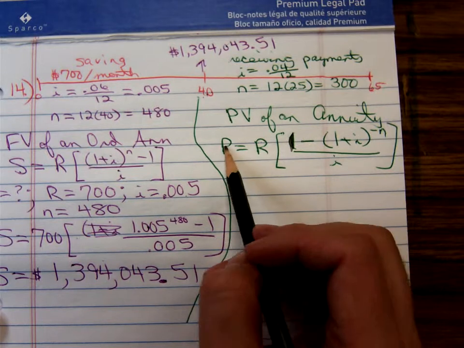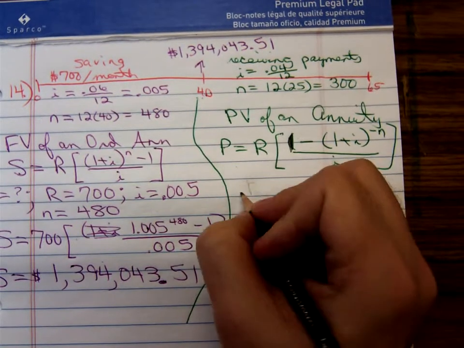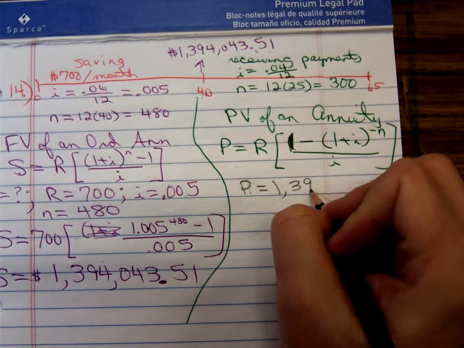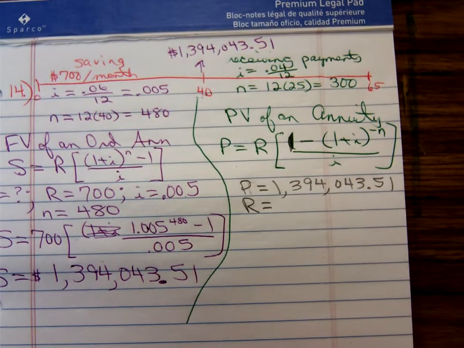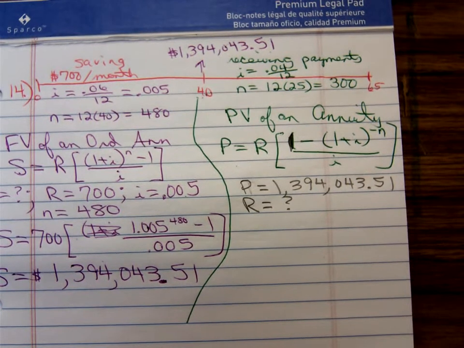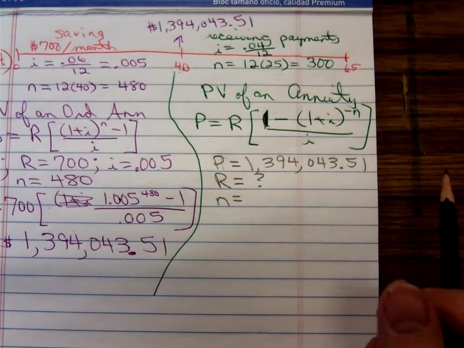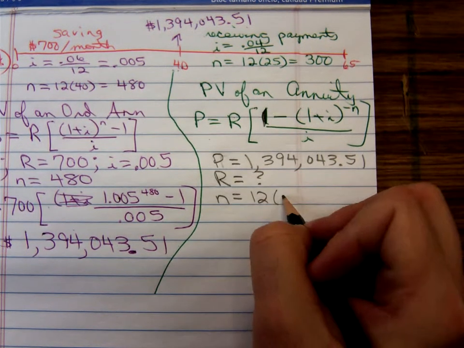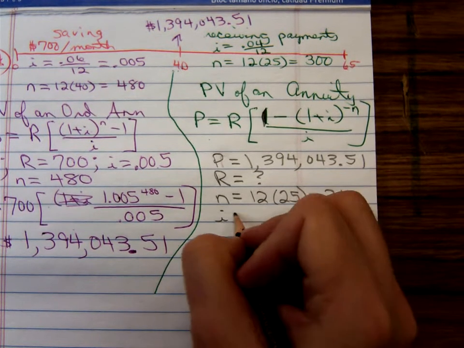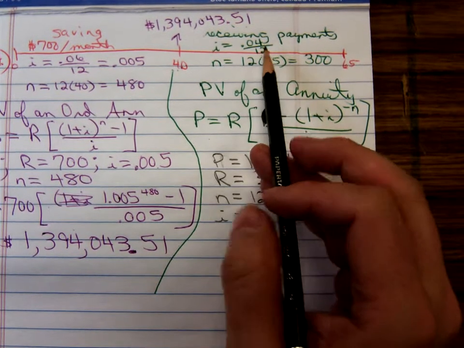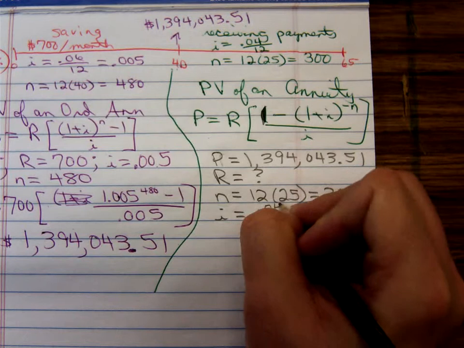So let's identify what we know. P, do we know P? The present value? Yes, we know that. That's $1,394,043.51. R, do we know that? No, we don't know that. That's the amount that she's going to receive each month. N, how many retirement checks will she be receiving? She's getting 12 a month for 25 years. That's a total of 300 retirement checks. And i, we'd already stated that up here. Taking that 4% and splitting it up by 12 doesn't terminate nicely, so I'm going to just leave it as 0.04 over 12.